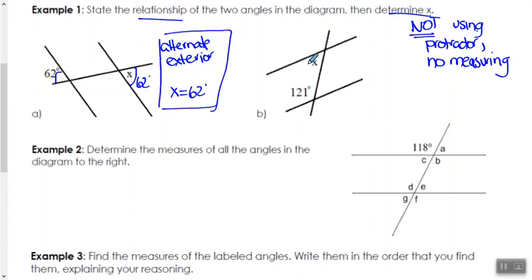Okay, relationship first. Here's my x, here's my angle. Taking a look, these are interior angles and they are on the same side of the transversal. So these are same side interior angles. And I know that same side interior angles are going to be supplementary. I could tell that just by my diagram: here's obtuse, here's acute. They're not going to be equal. I'm going to have supplementary angles here. So 180 minus 121.